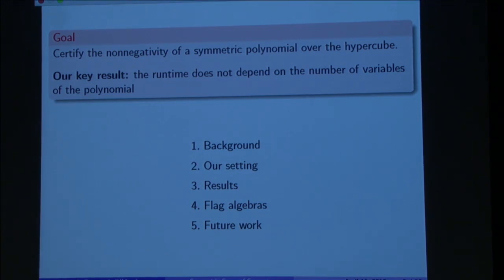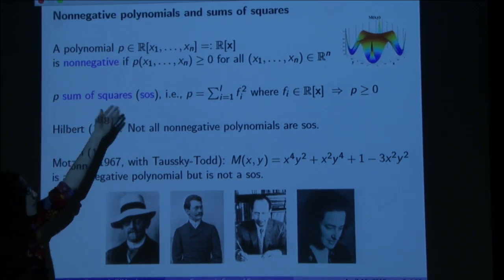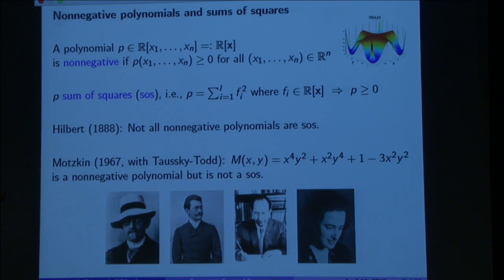OK, so let me tell you some very basic things about sums of squares. I said that a polynomial is non-negative if whenever I evaluate it on any point of R^n, I get at least 0. And a very simple idea is to say, well, if I want to show that a polynomial is non-negative, I could just write it as a sum of squares. A square of a polynomial is non-negative, a sum of squares is non-negative. So if I can write it as a sum of squares, then I'll have a nice certificate of the non-negativity of my polynomial.